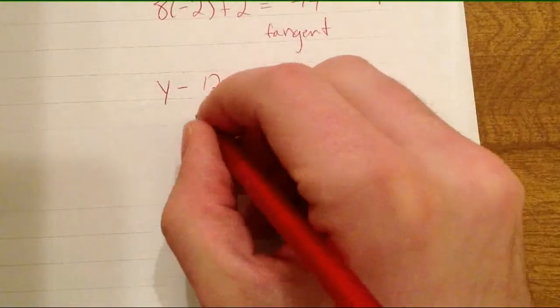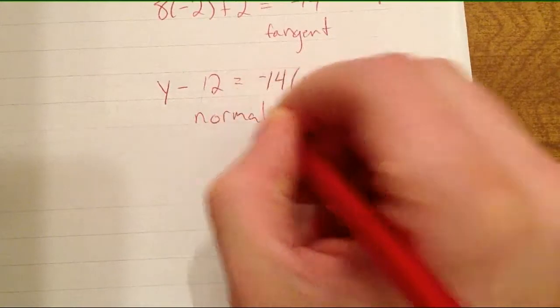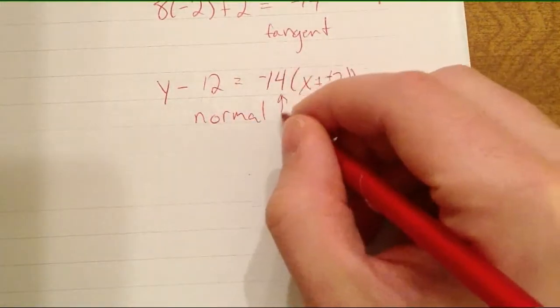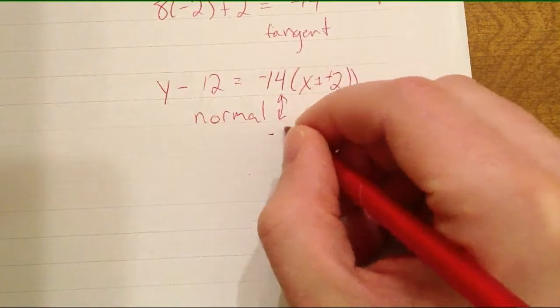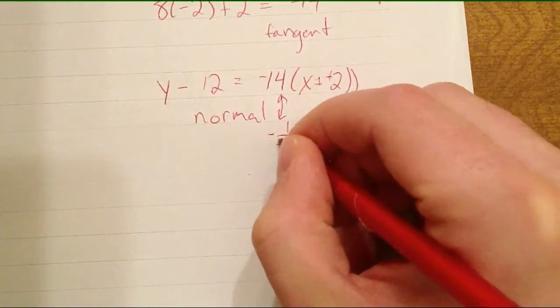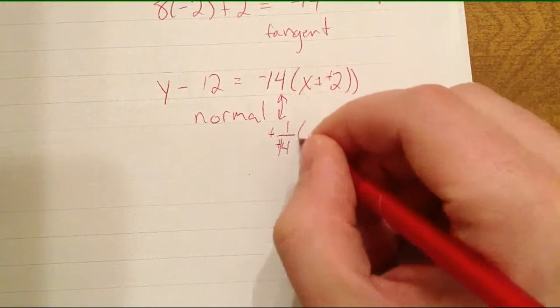So our normal, well remember, you take your slope, you make it opposite reciprocal. So it makes it a positive. Positive times the same thing.